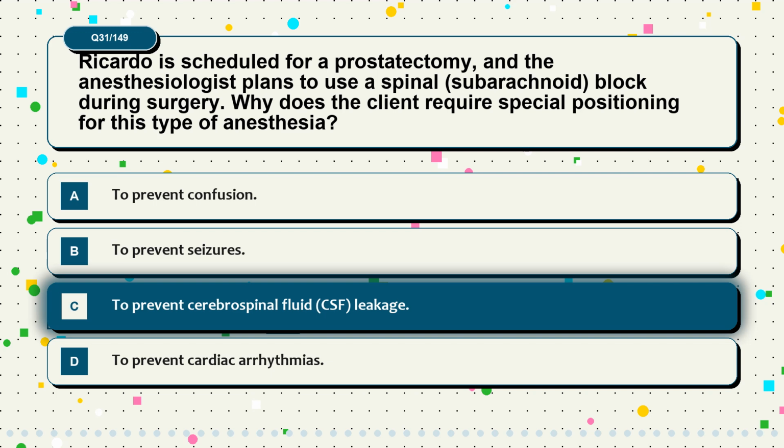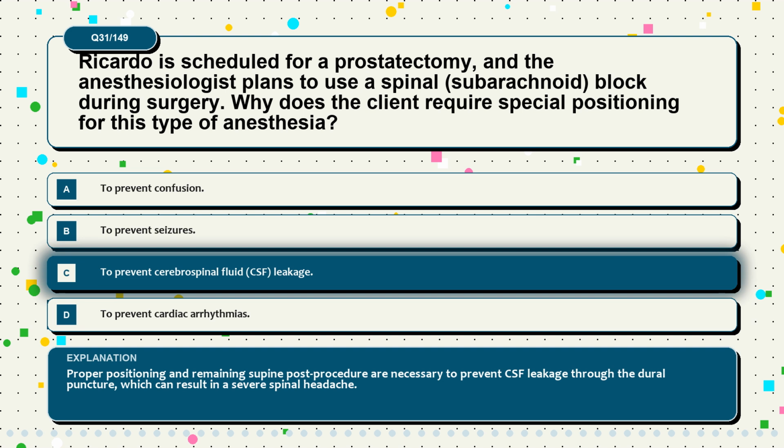The correct answer is option C, to prevent cerebrospinal fluid, CSF, leakage. Proper positioning and remaining supine post-procedure are necessary to prevent CSF leakage through the dural puncture, which can result in a severe spinal headache.